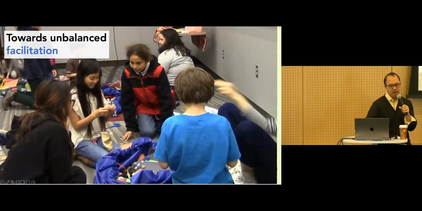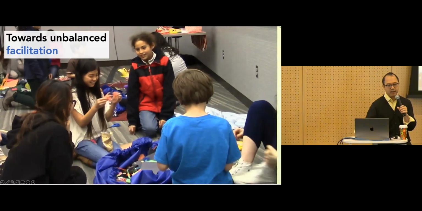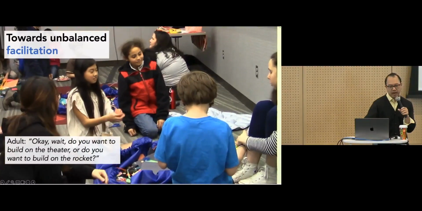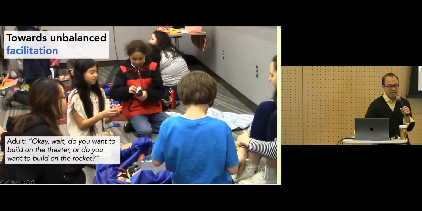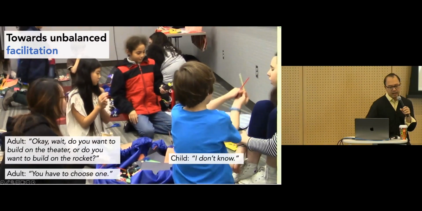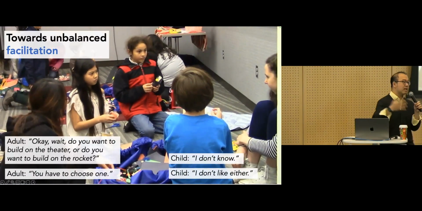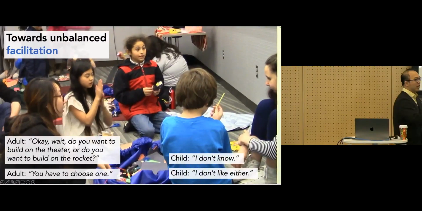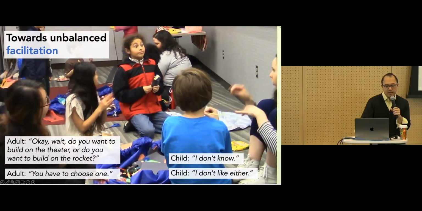And so we have this notion here of an unbalanced facilitation. We have this adult, and she asks these kids, we have two options, okay? Do you want to build the theater, or do you want to build the rocket? You get two options, and I'm going to tell you what to do. And the kid in the blue says, I don't know. And then, well, you have to choose one. And the kid's like, I don't like either. So we would call this an unbalanced facilitator, because there's no negotiation. It's just, you've got to pick one. And the kid's like, what am I supposed to do right now? Sometimes this happens and sometimes it doesn't.